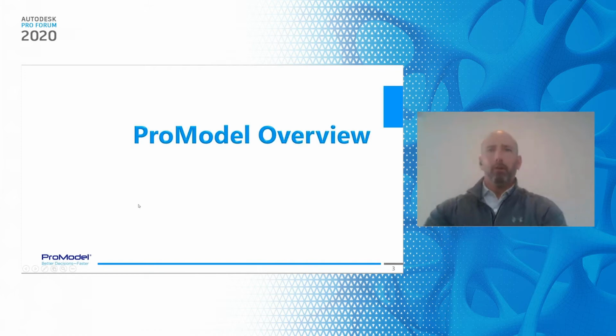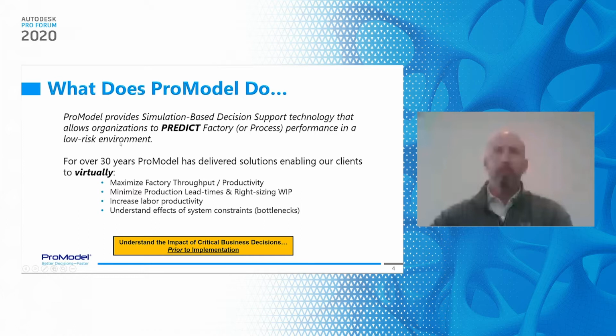So what does ProModel do? ProModel provides simulation-based decision support tools that allow organizations to predict factory or process performance in a low-risk environment. For over 30 years, we've delivered technology-enabled solutions to help our clients virtually maximize their factory throughput, productivity, and efficiency, minimize lead times and cycle times while right-sizing inventory and buffers throughout the facility, while also looking at labor productivity and labor allocation, while understanding the effects of bottlenecks in the system, where they are, how to alleviate them. In the end, the tools allow organizations to understand the impact of critical business decisions prior to implementation.